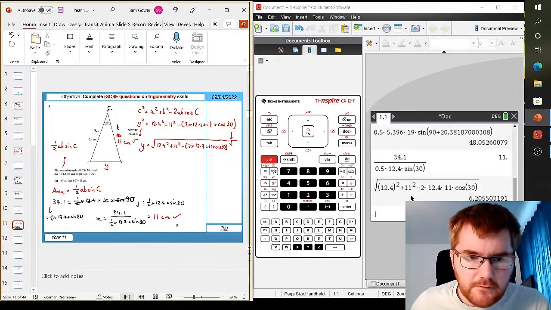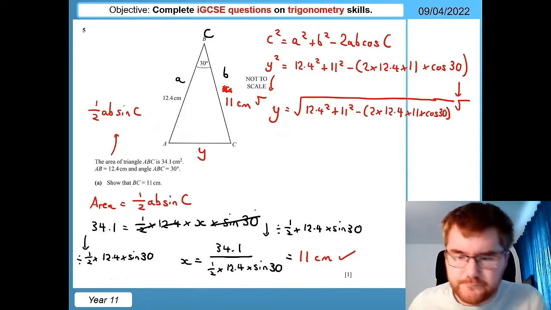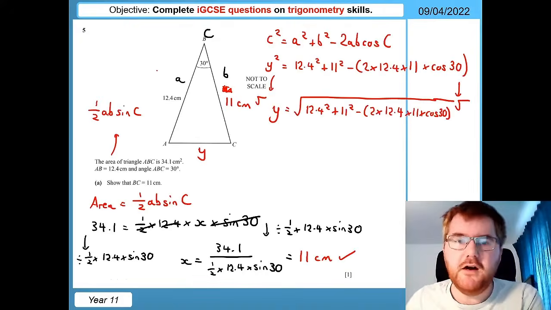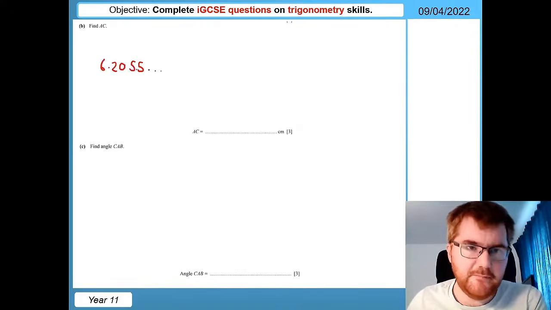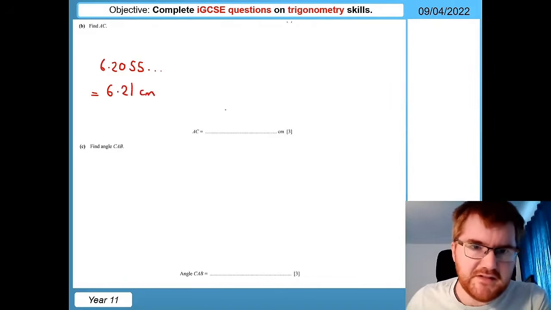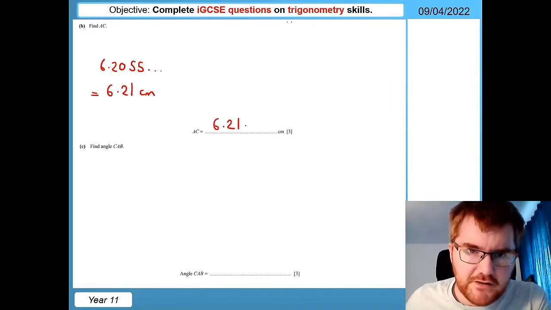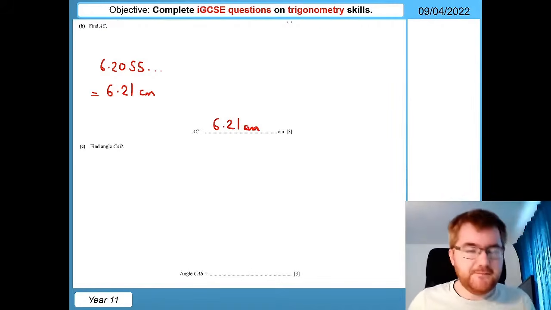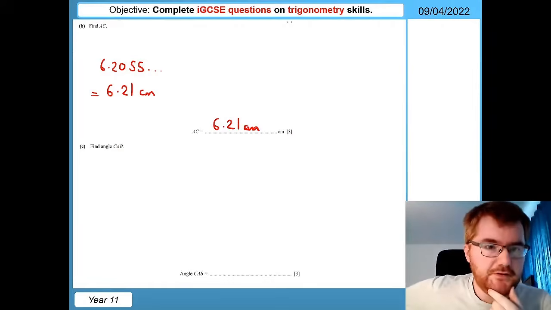Okay, so let's pop that across. 0.55 dot dot dot. Now usually I would write this working here in this space for B. If we round this, then we're just going to get 6.21 centimeters. So then always check your rounding for these kind of questions as well. Don't need to put units twice to get my answer of 6.21.